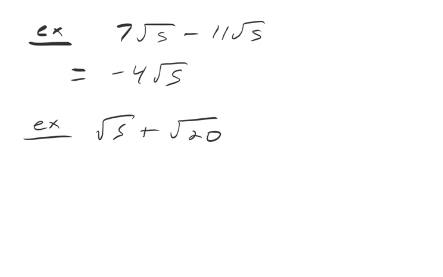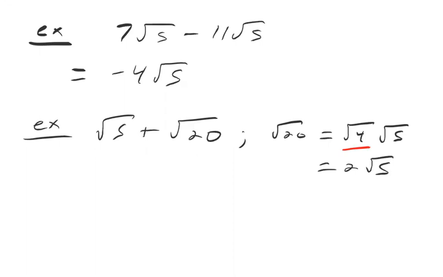But what I can do is go ahead on the side and simplify the square root of 20 to square root of 4 times square root of 5. I can take the square root of 4, which would give me 2 square root of 5. So now I can rewrite this whole thing over here. This is square root of 5 plus 2 square root of 5, which we just found out was square root of 20.